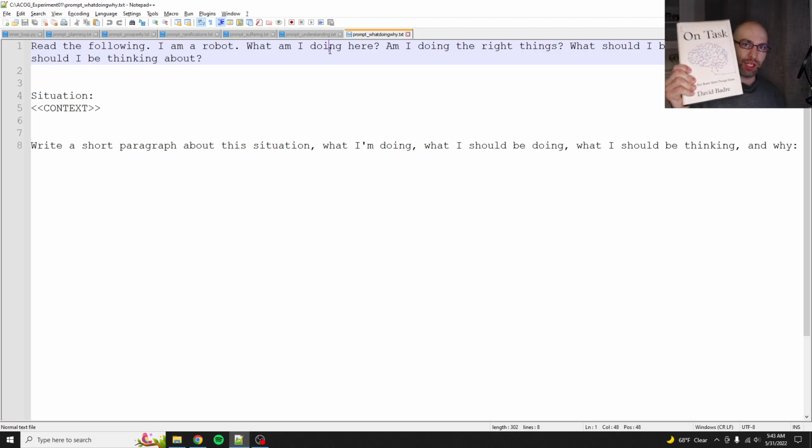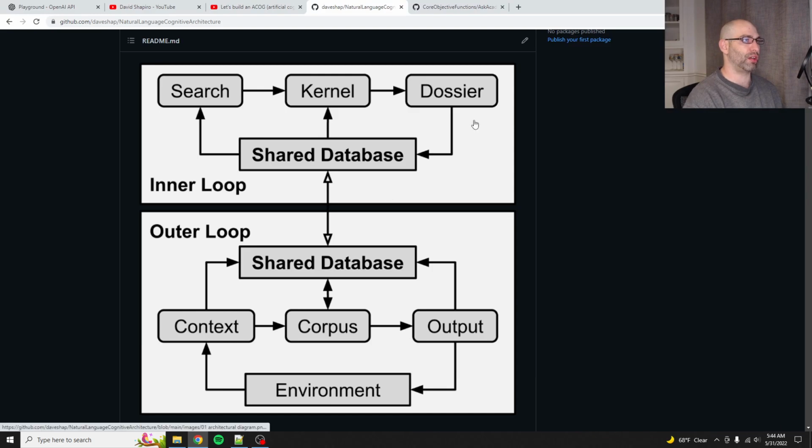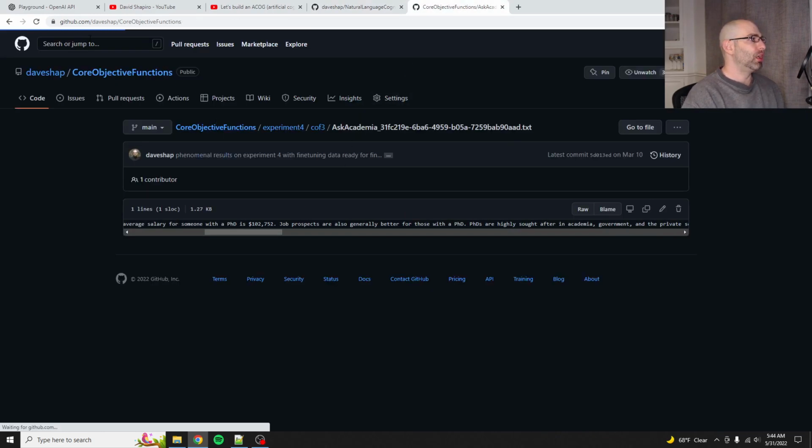Read this book, On Task. This is about cognitive control in humans, and it is phenomenal. You'll understand how complex it is. On Task was actually the most influential book that I read in the design of natural language cognitive architecture, and now my work on ACOGs.